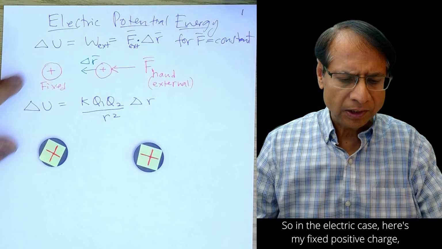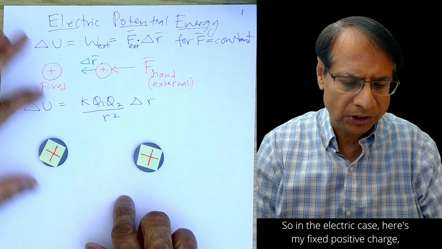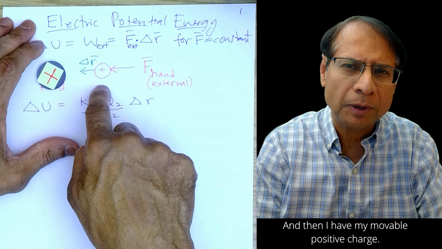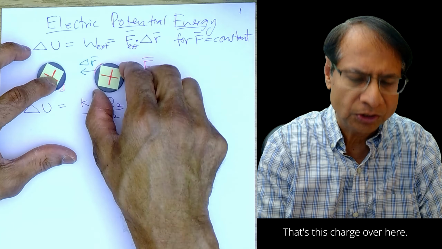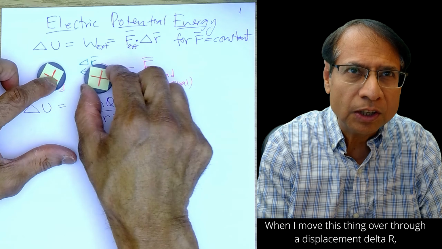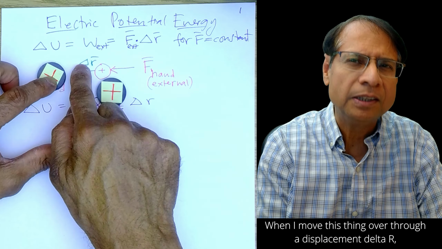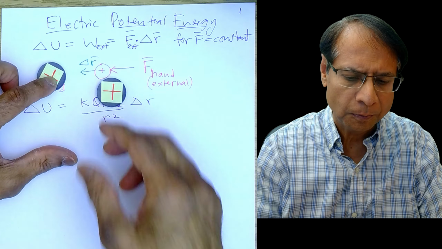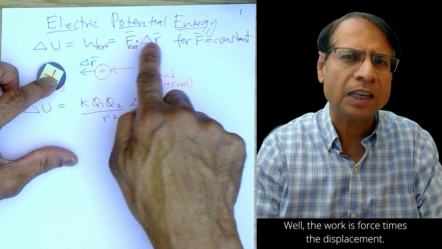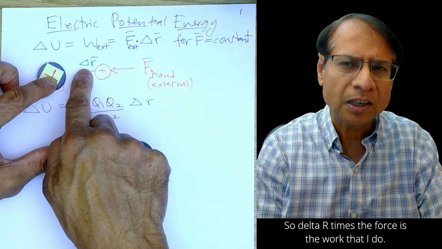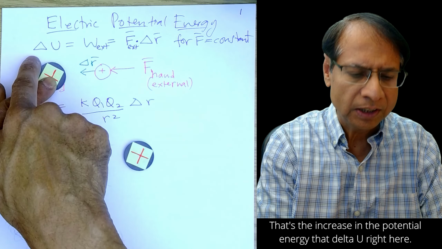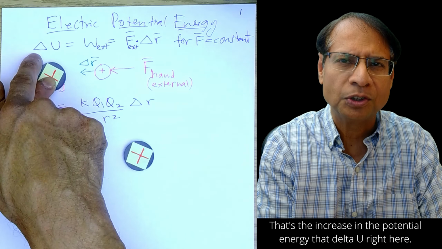So in the electric case, here's my fixed positive charge, like this thing over here. And then I have my movable positive charge. That's this charge over here. When I move this thing through a displacement delta R, I do work. How much work do I do? Well, the work is force times the displacement. So delta R times the force is the work that I do. That's the increase in the potential energy, the delta U right here.